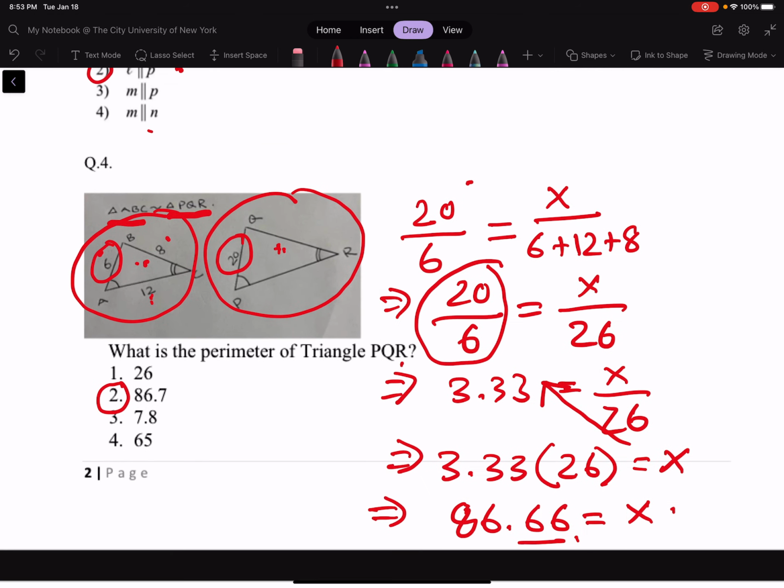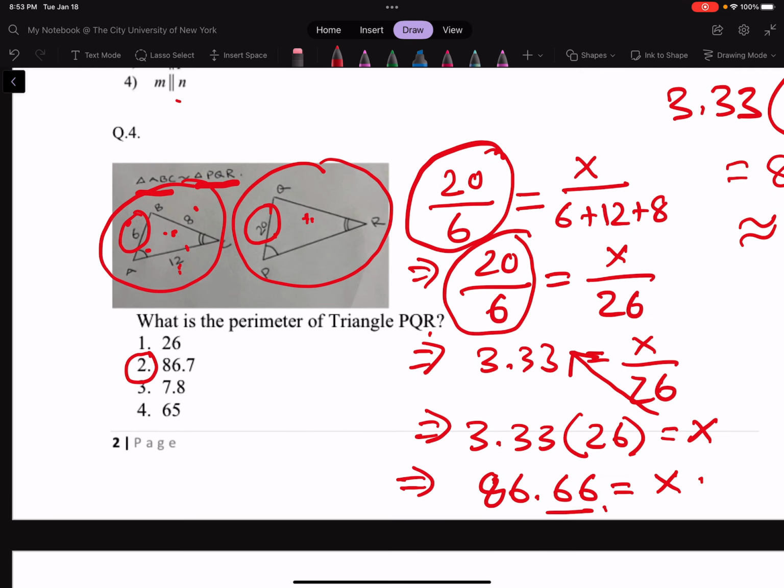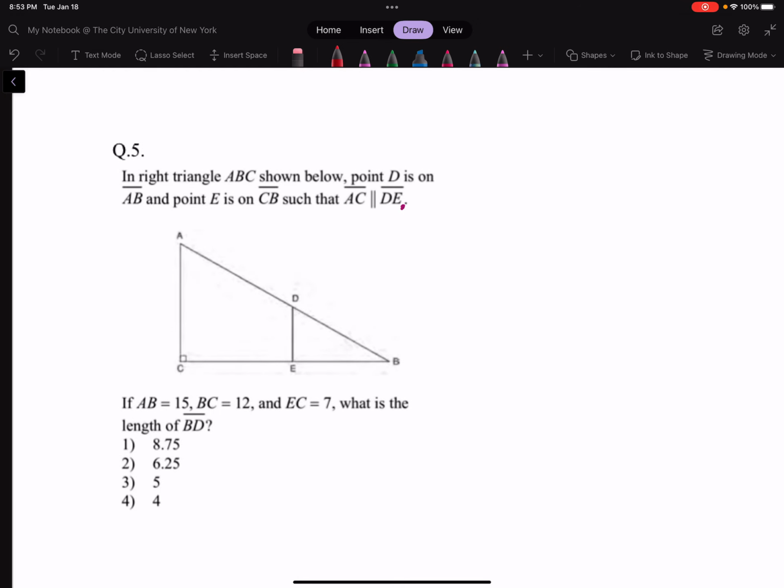Or you can do one thing, get the scale factor 20 over 6, 3.33, and multiply with this perimeter, 26. So you get 86.66, which is estimated to this. Okay.